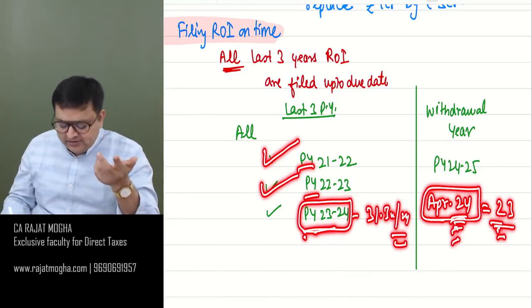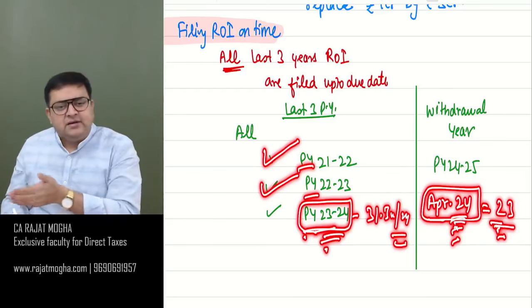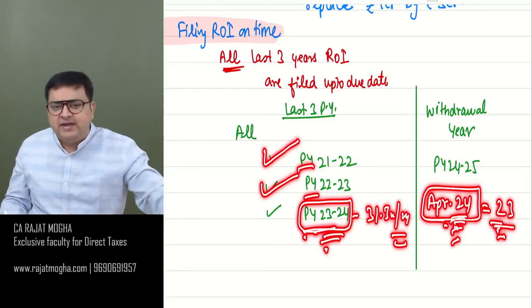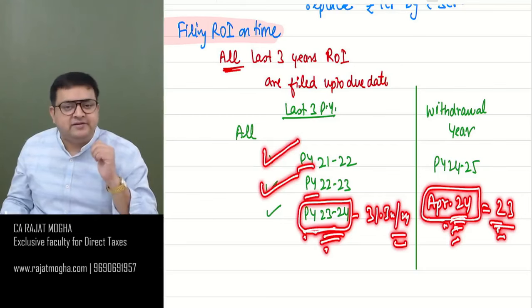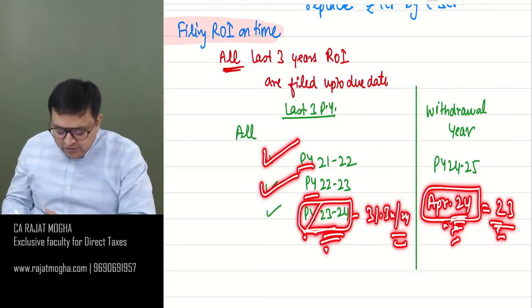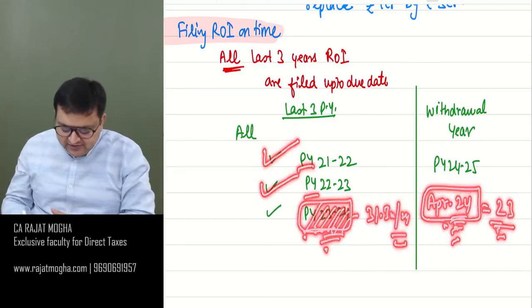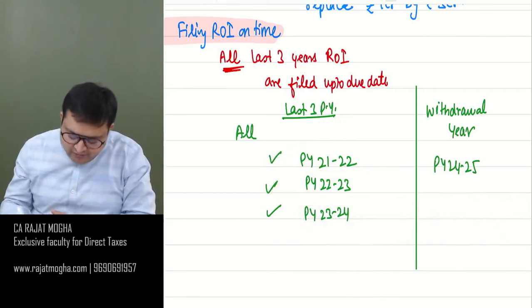So I found that this year's return was not filed as of now. Why? Because the due date is still there. He's saying, sir, it is April going on, I will be depositing my return in the month of May, June or July, that is filed on time. But I want to know in April itself. So in that case, I will not see this year. I will go one more year back. So in this case, I will see 22-23, 21-22 and previous year 2021 also.